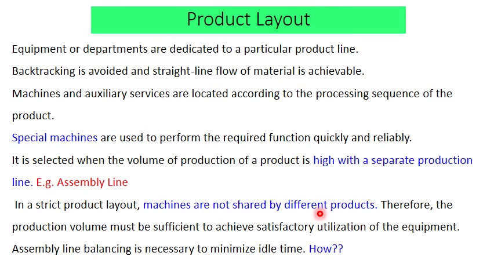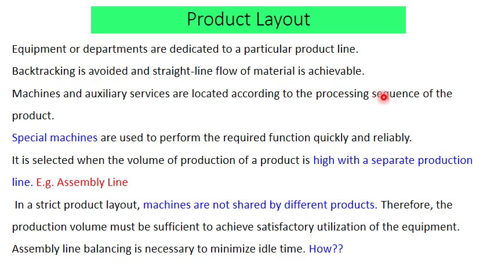The first type of layout is product layout. In this case, equipment or departments or machines are dedicated to a single particular product line. Resources, that is equipment or departments, are specifically assigned to a particular product line in the case of product layout. And backtracking is avoided and a straight line flow of material is achievable.